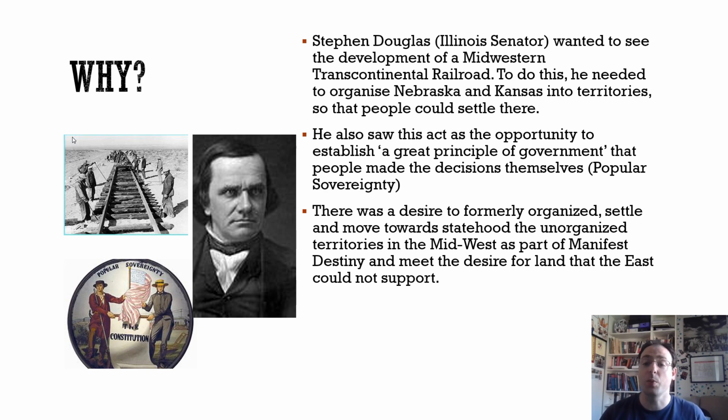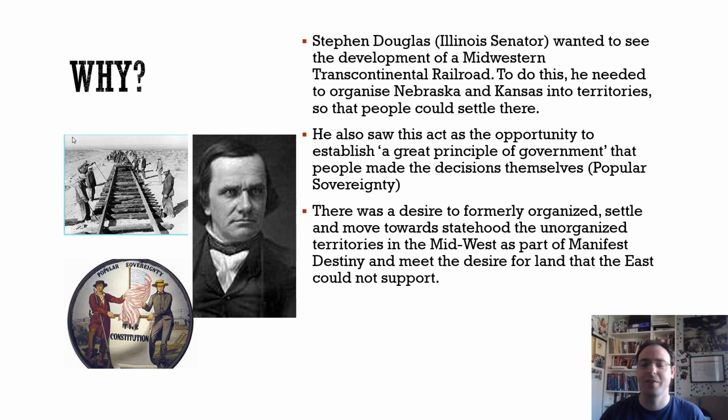He also saw this as an opportunity to make a great statement of principle for the government. And this principle was the idea that people made the decisions for themselves rather than it being imposed on them from Congress. And this idea was called popular sovereignty. It had been used for the New Mexico territory during the 1850 Compromise. And Douglas simply wanted to transfer what he'd done there in 1850 into Kansas and Nebraska in 1854.